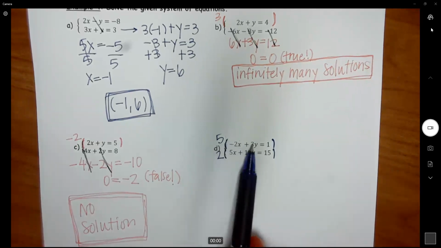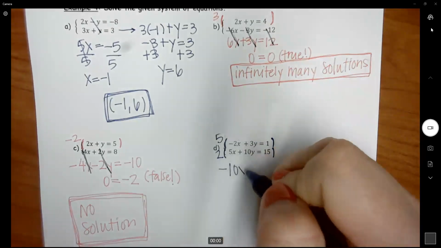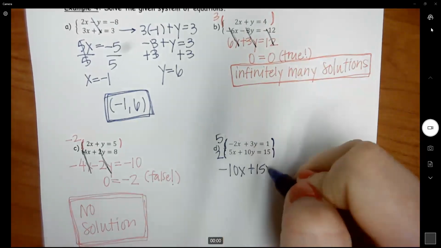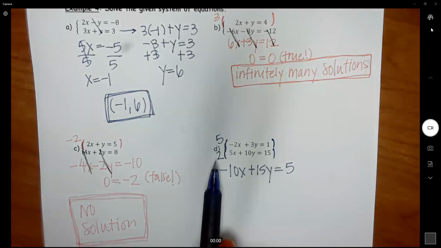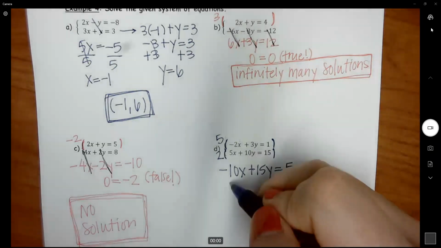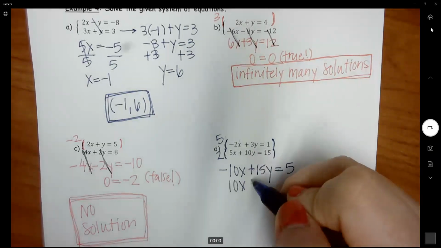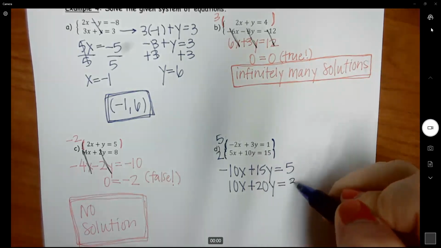So when I multiply this top one by 5, I'm multiplying all three terms. And we get -10x plus 15y equals 5. And then multiply the bottom one by 2. We're multiplying all three terms again. So 10x plus 20y equals 30.